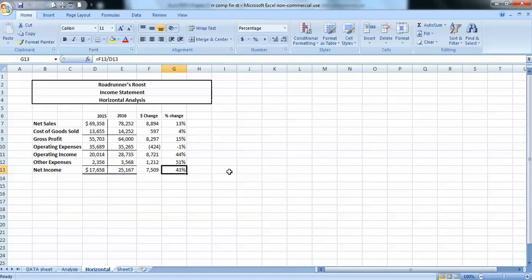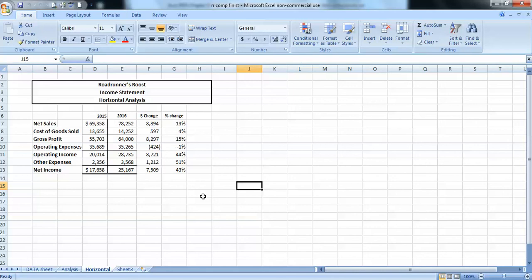So we can go ahead, this is the income statement. We could perform the same kind of analysis on the balance sheet, seeing if our assets increased, did our liabilities increase or decrease, and we would do it the exact same way. We would take the 2015, subtract it from the 2016, look at the dollar value change, convert the dollar into a percentage, and do an analysis on the balance sheet as well.